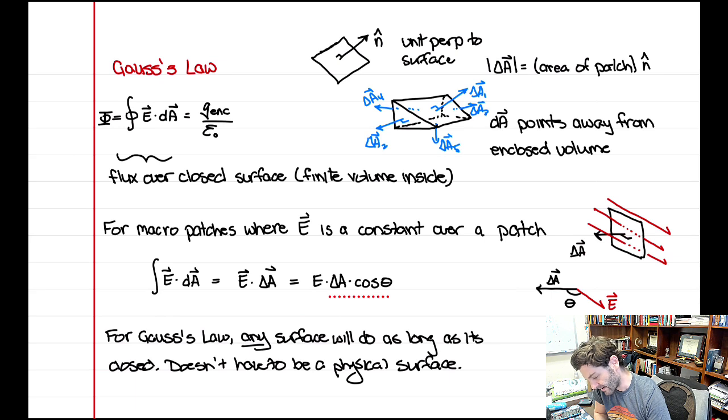So then, if you have, for a given patch, you've defined this area vector, which in this case is some macroscopic area, so I might use capital delta A instead of dA. And then if the electric field is constant through the surface, then the flux through this one single patch is then, integral just means add up all the things. So there's only one thing to add up, the flux through that single patch.